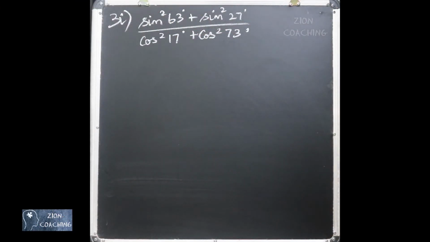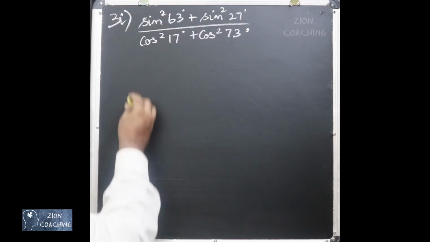Question number 3, first subdivision. We are going to evaluate (sin squared 63 degree plus sin squared 27 degree) divided by (cos squared 17 degree plus cos squared 73 degree). Now we are going to use both the formulas, that is complementary angles, which we used in the last exercise, and the identities in this exercise. So using both the formulas, I will show you where I am applying the formulas. We will solve this problem.